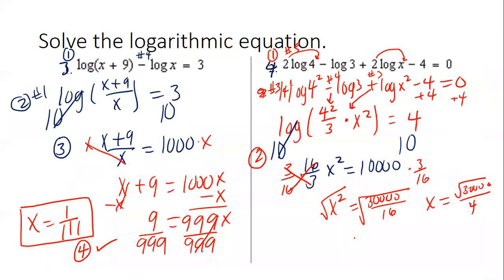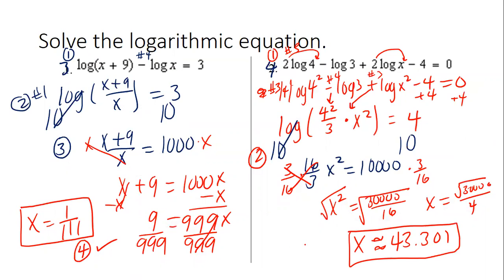All right, we're finishing tomorrow. So we have x equals approximately 43.301. Approximately. Those are my approximation numbers. And again, if I didn't feel comfortable, what would I need to do? Check it. Now that's a lot to plug back in, but I feel pretty good about my answer.